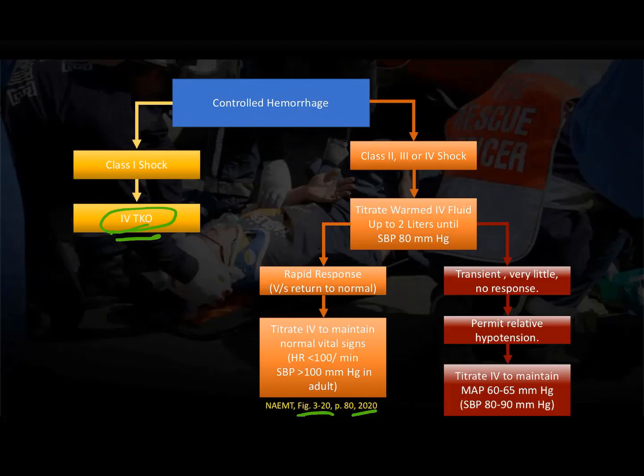If they're in class 1 shock, we continue by giving them IV TKO. If they stay at that level, it may be that their external controlled hemorrhage was the only hemorrhage they have.